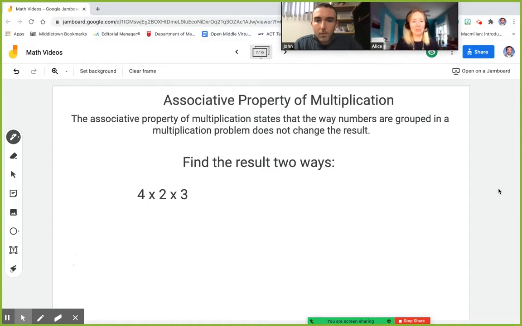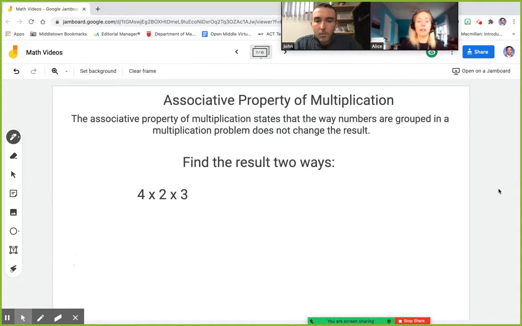And today we're talking about the associative property of multiplication. So, what that states is that the way numbers are grouped in a multiplication problem doesn't change the result. So, I'm going to tackle this problem here, 4 times 2 times 3.